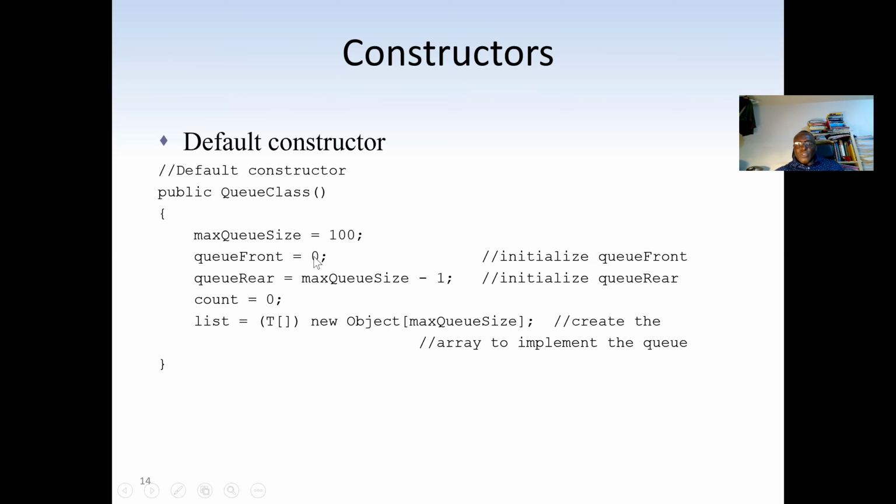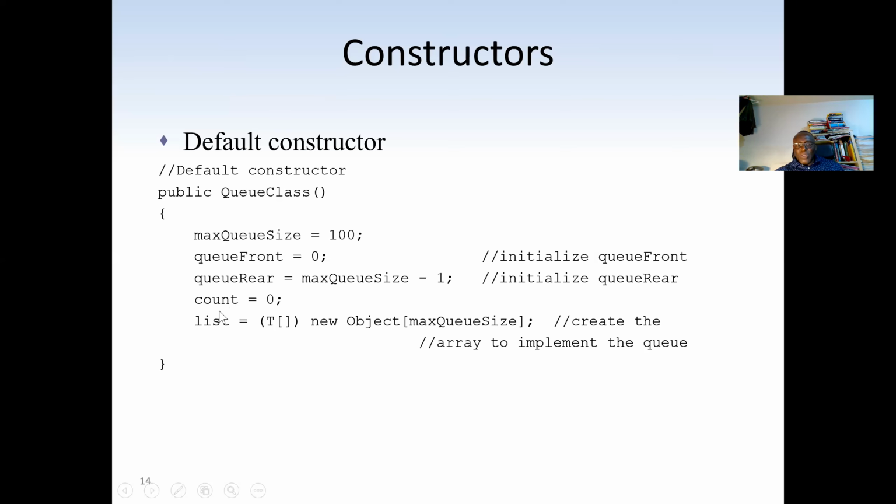The queue front points to 0 because there's nothing, it is empty. And the queue rear should be the max queue size minus 1. Here we are dealing with the index, so if the size is 100, then we go from 0 to 99. Then we initialize our count. This variable count is going to keep track of the elements inside the queue. Anytime we insert an element into the queue, we increment the count by 1. Anytime we remove an element from the queue, we decrement the count by 1.